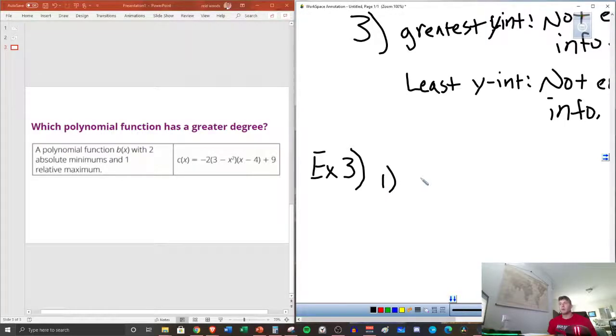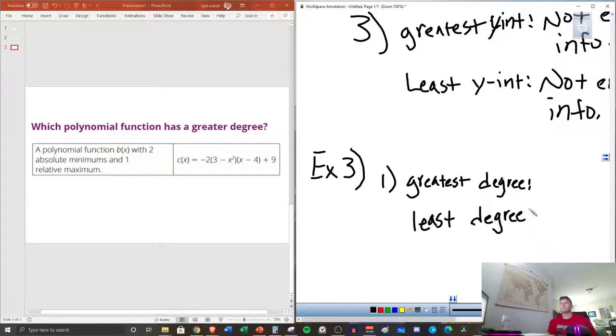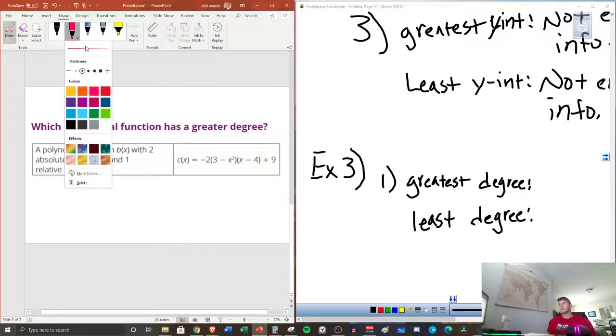So let's start with number 1, greatest degree, and then least degree. So I'm going to leave it up to you. See what you can come up with, and go ahead and answer which one you think. You have B of X and C of X. Greatest degree. Let's just do greatest. All right, so let's think through this, and we'll see if you got it correct.